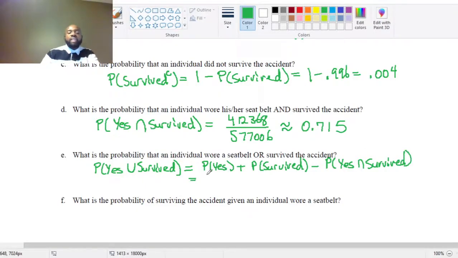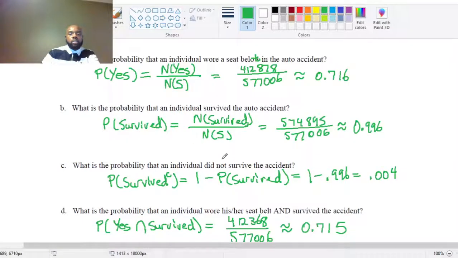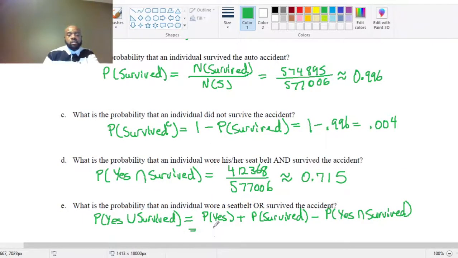Now, the probability of a yes we found in part A was approximately 0.716. The probability that they survived was approximately 0.996. Of course, if we just use that, we will be over our 1, right? 0.996 plus 0.716 is bigger than 1. This shows you why we have to subtract off the intersection, because the intersection was added twice. We found the intersection in the last example, 0.715. And so if we do that calculation, we're going to get approximately 0.997.